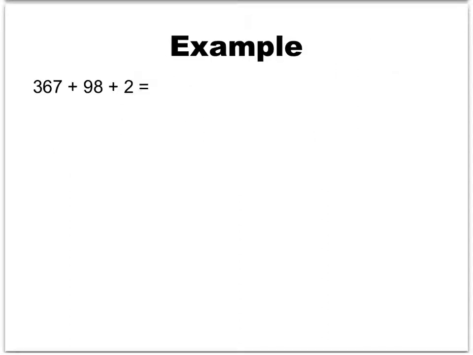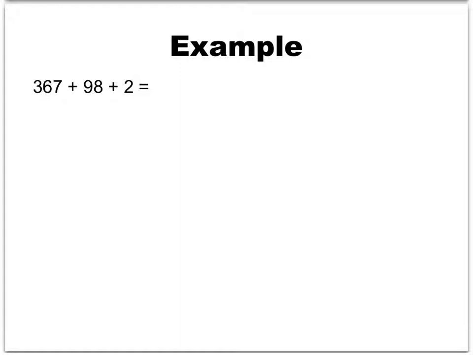So let's do a simple example that illustrates how we can use these properties to simplify some arithmetic. Here's an addition problem that we want to do, 367 plus 98 plus 2. Now, a real simple strategy is to just work from left to right. Add the 367 and then the 98 and then the 2, and that would be fine, but note that adding 98 and 2 is a lot simpler than adding 367 and 98.